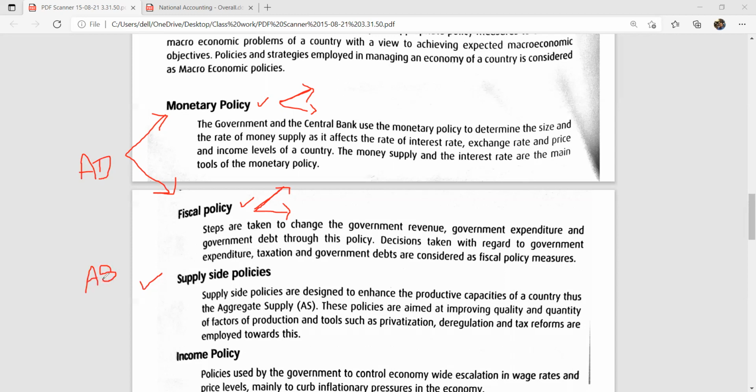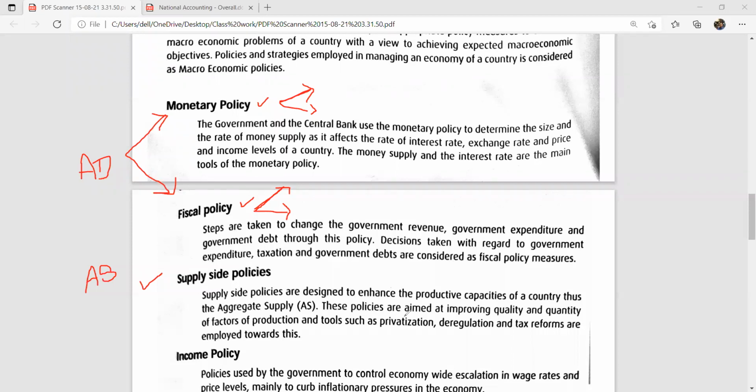The country's aggregate supply should be promoted, or the country's productive capacity should be increased from time to time. If the country has sufficient capital stock, production will rise. Then the price level will go down and many other objectives can be achieved. So supply side policies are very helpful. Supply side policies are designed to enhance the productive capacities of a country. Thus, aggregate supply.